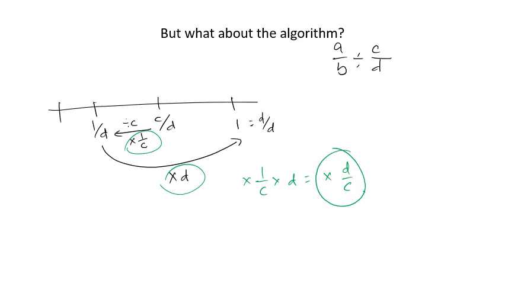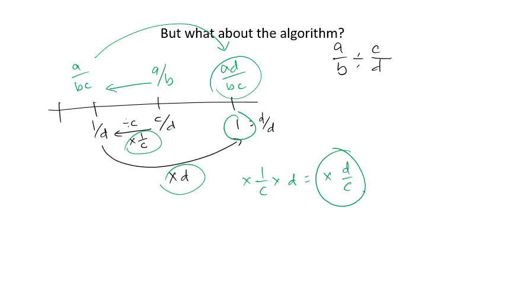So if this was my A over B, once I divide this by C, then this becomes A over BC. And then once I multiply it by D to get to the one full group, I get AD over BC. As I mentioned in this class a bunch of times already, I'm not anti-algorithm, but I am anti-algorithm that's not connected to some sort of understanding.